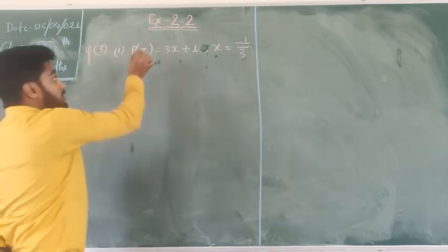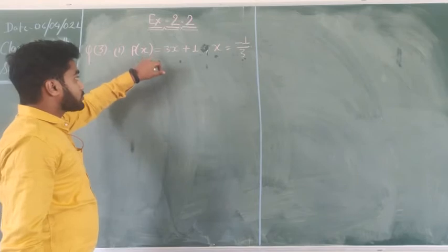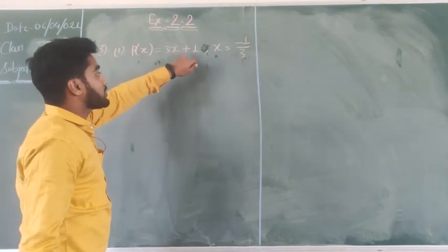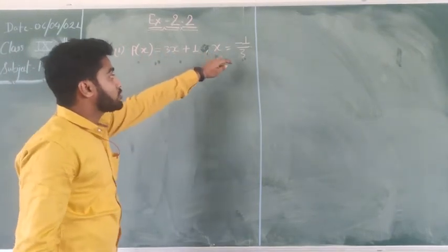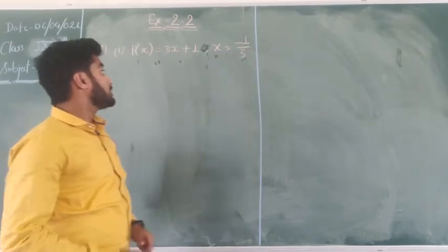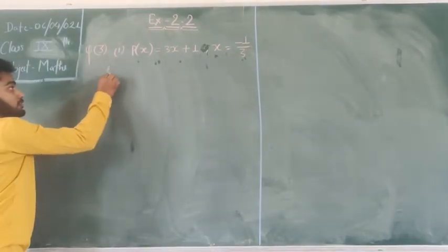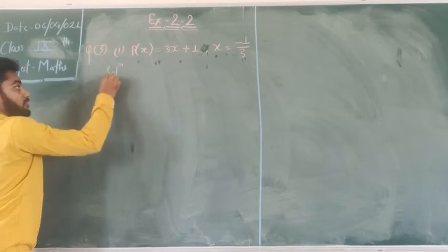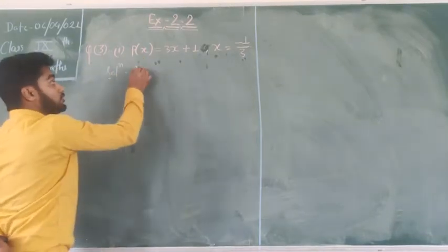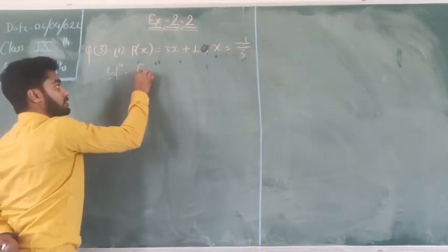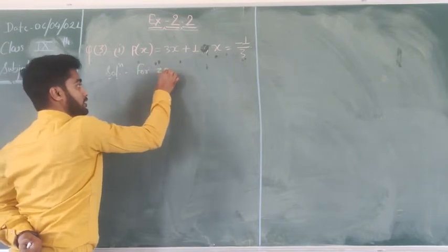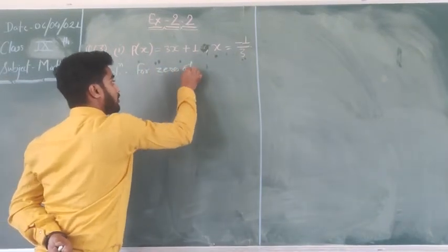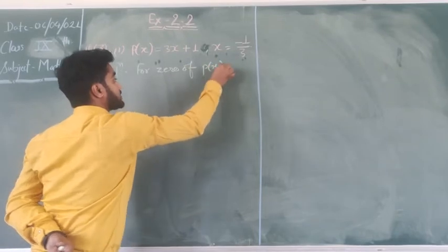First is p of x, that means polynomial in terms of x, is 3x plus 1, and where x equals -1/3. So solve the solution for zero of p of x.